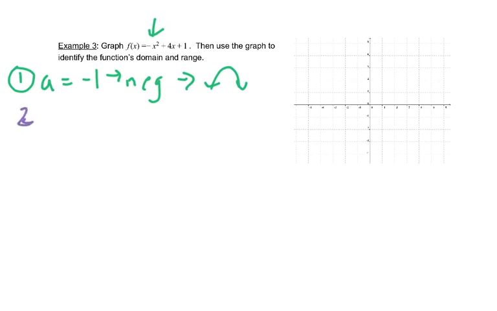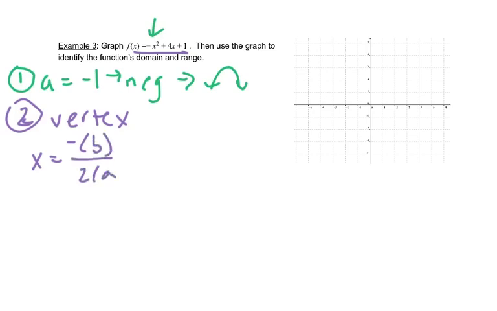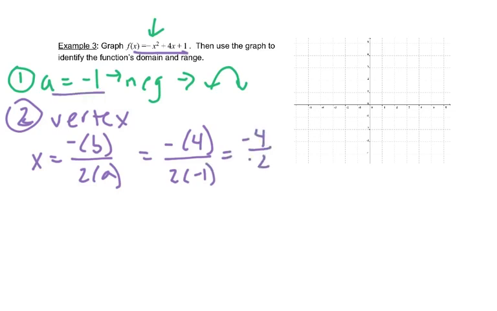Then our next step will be to find the vertex. And because this is in general form, we have to use the formula. It's negative b over 2a. In this problem, our b is 4, so we'll have 4 there. And we already said a was negative 1. So this gives us negative 4 over negative 2, which is 2. So what that's telling us is that the x part of the vertex is 2.